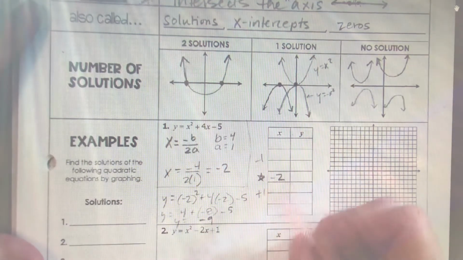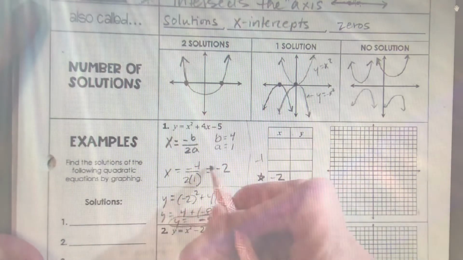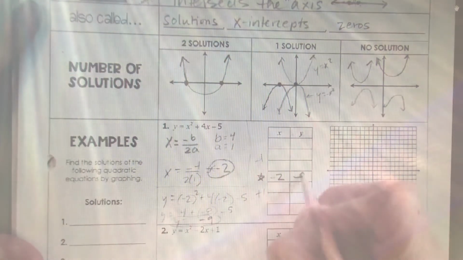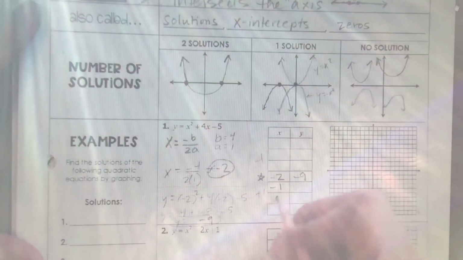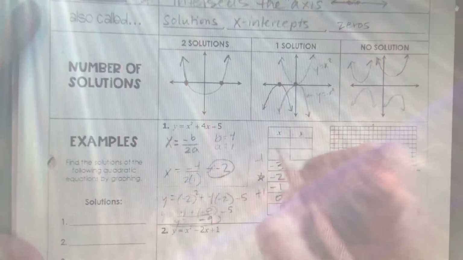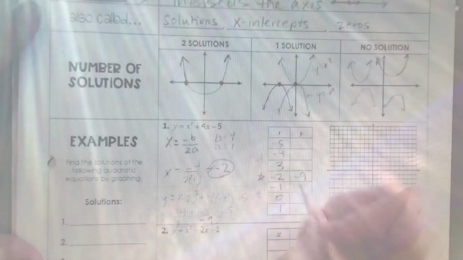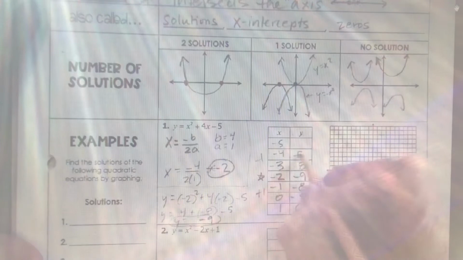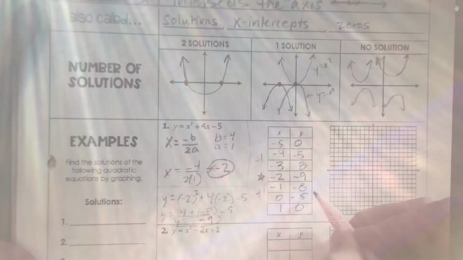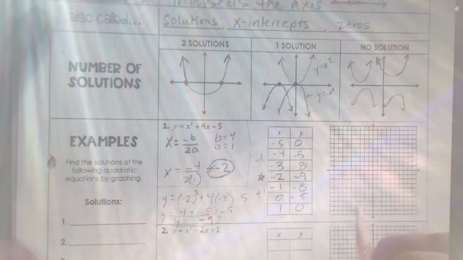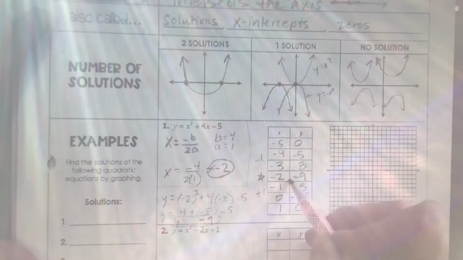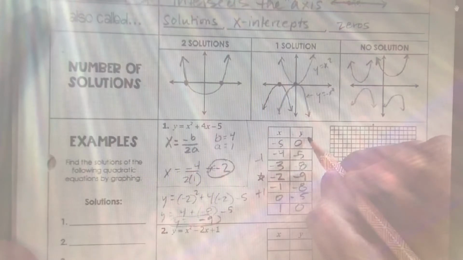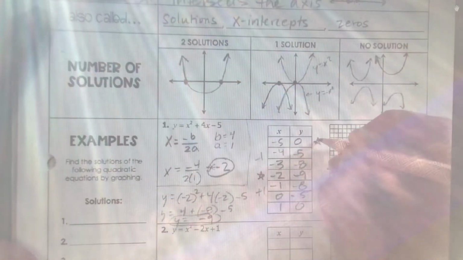Okay, so after I plugged it in, x is negative 2, and my y is negative 9. So I'm going to go ahead and put those in. I am not going to model every single value on this because you can do it. And remember, once you have one side, you can find the other side. That's what it's going to look like. So our solutions, remember our solutions are where the y is 0. Well, that y is 0 and that y is 0.